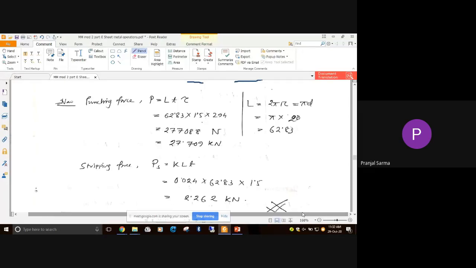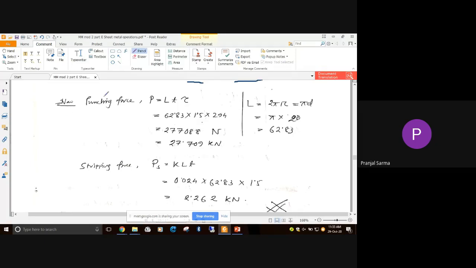Okay, thank you. So the first part of the problem is over. We have found the die size and the punch size, considering both the cases of punching as well as blanking operation. Now the second part is to find the piercing punching force as well as the stripping force. For that we already have the standard expressions.